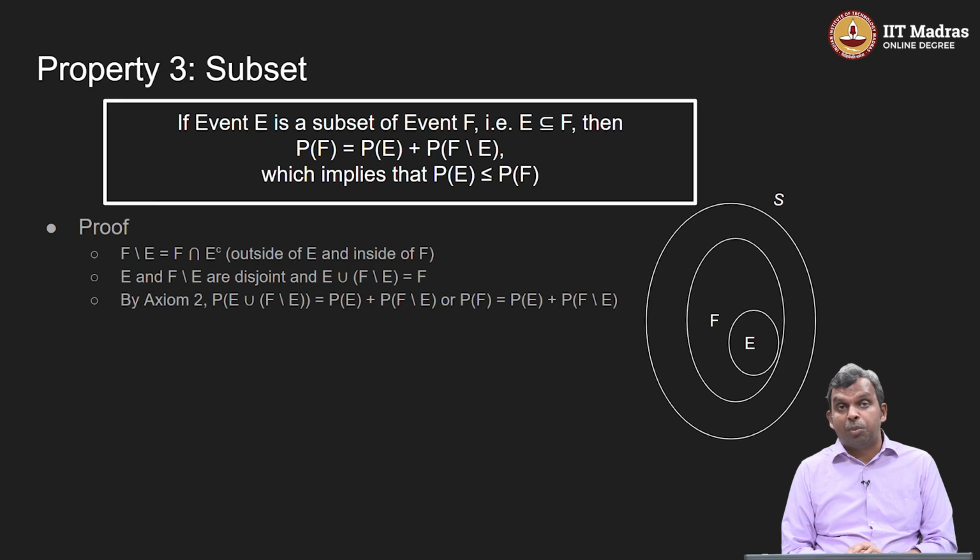then P of F is P of E plus P of F minus E. F minus E is sort of another event. We saw why that should be an event, right? It's F intersect E complement. Okay. So that's the subset property. Hopefully this is clear enough to you. The proofs you can see are very simple. There are 2 or 3 lines and they repeatedly use axiom 2 and axiom 1, and you'll see how it's very powerful to get this result.